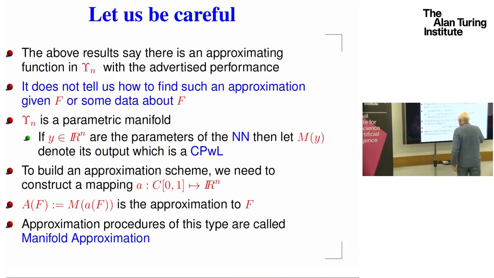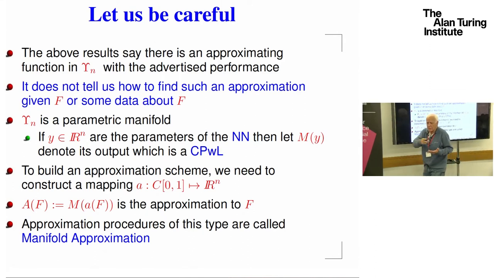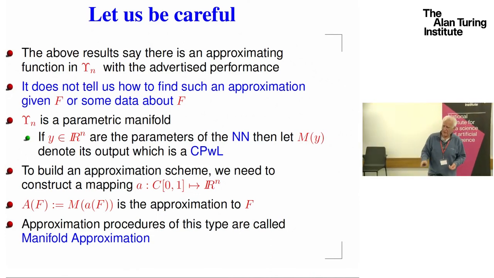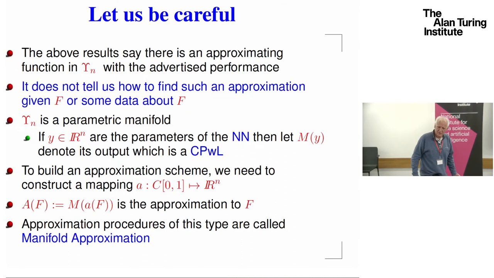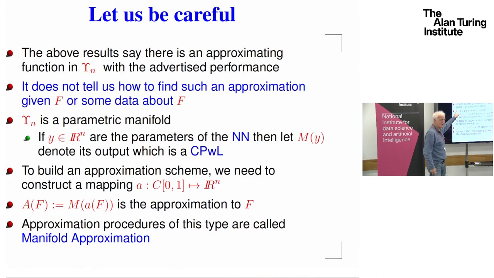Well, we have this space Σ_n, which I think of as a parametric manifold, right? I look at the outputs. To know the output, I just need to know the parameters. So give me the parameters, I get an output. So that mapping maps parameters into continuous functions on 0, 1. This is a manifold in C of 0, 1, right? So I view this as a parametric manifold. Sigma n is also that way. And there are many other parametric manifolds, right?